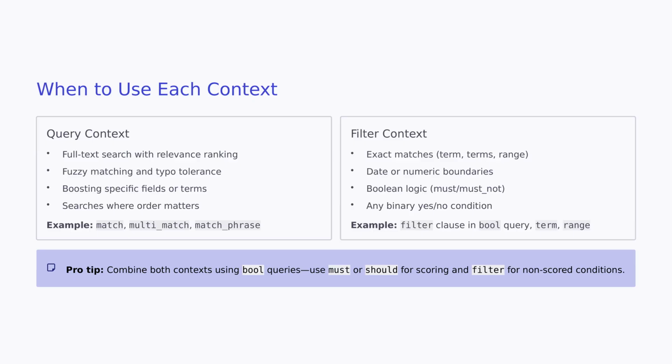On the other hand, filter context suits exact matches, date or numeric boundaries, Boolean logic, and binary yes/no conditions. Consider using the filter clause in bool queries for this. To maximize results, combine both contexts using bool queries: use must or should for scoring and filter for non-scored conditions. Make the most of your search queries by understanding when to leverage each context effectively.